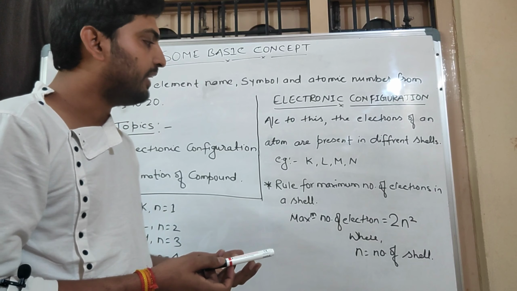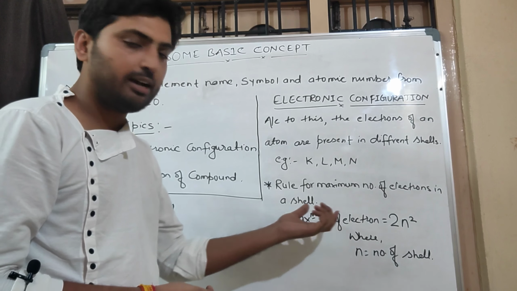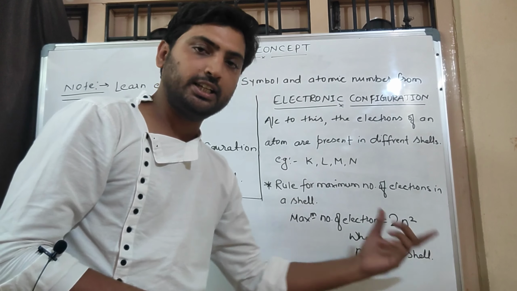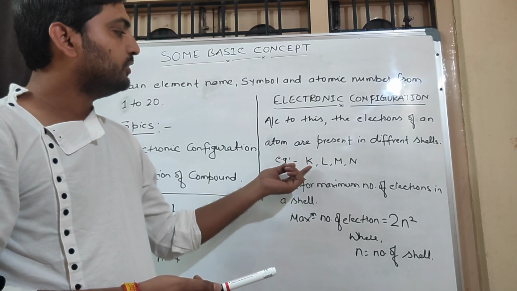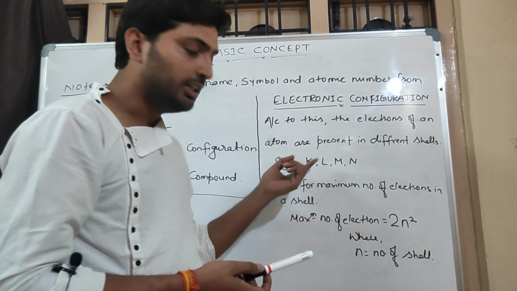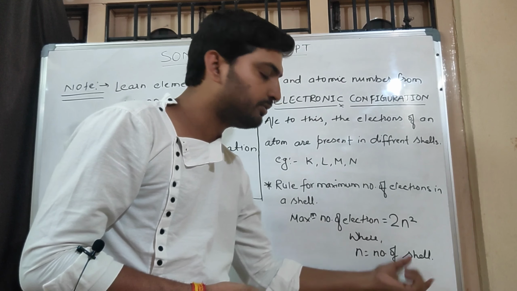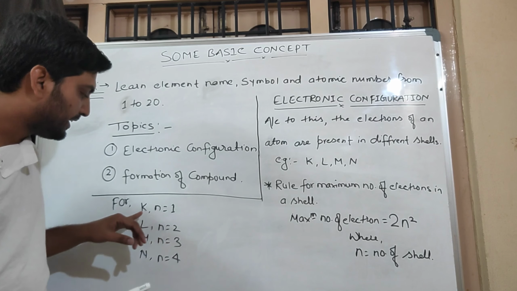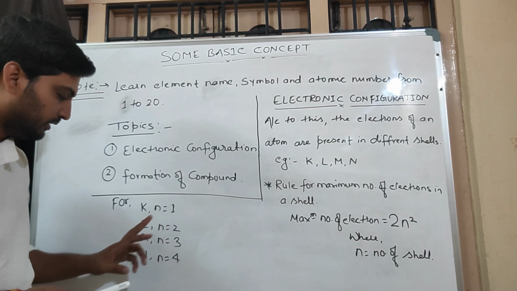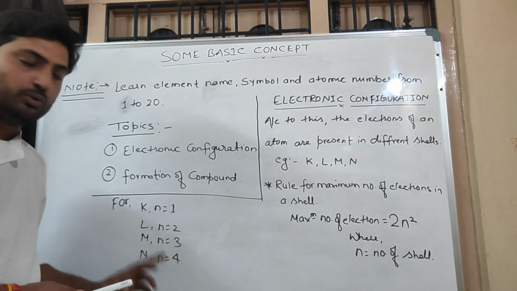Then how will we find the maximum number of electrons that can be present in a shell? For that we have a formula, that is 2n square, where n is equal to the shell number. Suppose we are going to find the number of electrons in the K shell. We will use this formula 2n square. What is n here? n is the shell number, and we know for K shell n is equal to 1, for L shell n is equal to 2, for M shell n is equal to 3, and for N shell n is equal to 4.